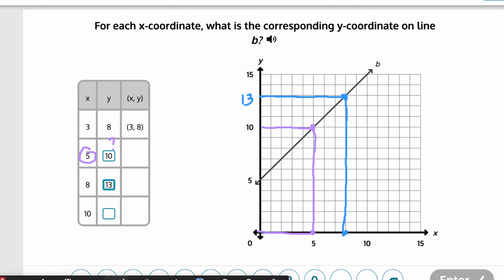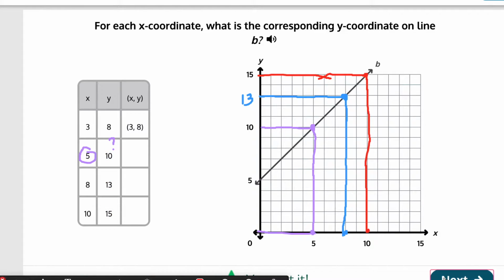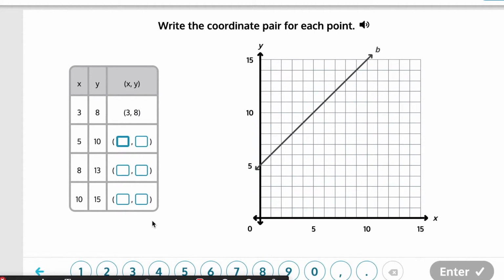When the x-coordinate is 10, I'm going to go over to 10, and I'm going to go up to see what the y-coordinate would be. So here's the point on line B where the x-coordinate is 10. And I can see that the y-coordinate would be 15. Yay. So I'm just going to quickly put in the coordinate pairs for each point. So this would be (5, 10), (8, 13). Remember the x-coordinate comes first, the y-coordinate comes second. (10, 15).